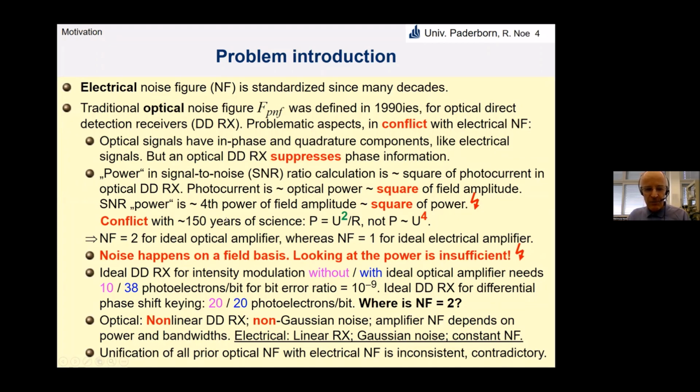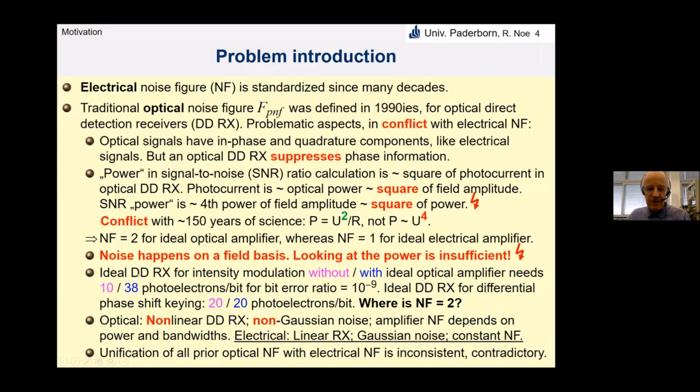There are more problems. An ideal optical amplifier has a noise figure of 2, whereas for an ideal electrical amplifier, the noise figure equals 1. Noise happens on the field basis. Looking at the power is insufficient.